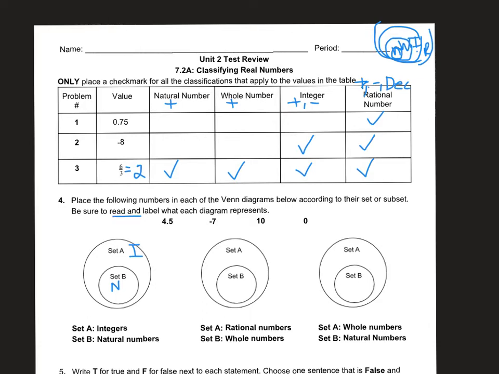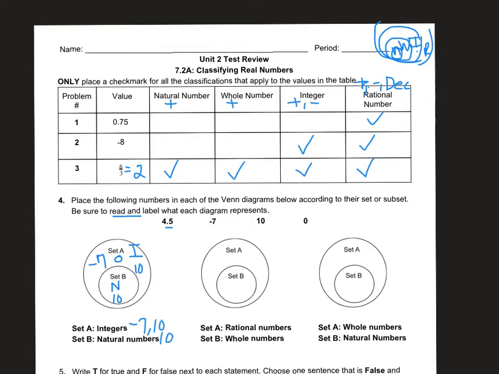So 4.5, I know because of that decimal, it cannot be an integer or a natural number. -7, though, can definitely be an integer, so I know -7 goes there. +10 is a natural number, and because it's a natural number, it also belongs to the set of integers. And 0, well, I know 0 is not a natural number because natural numbers start with the number 1, but it definitely is a part of the integer family because it is a whole number.